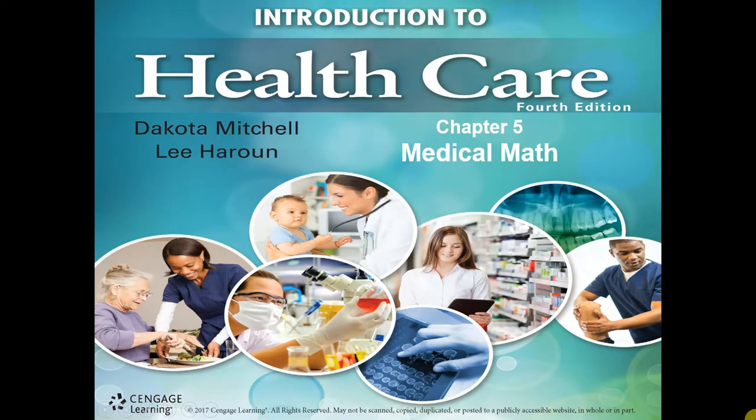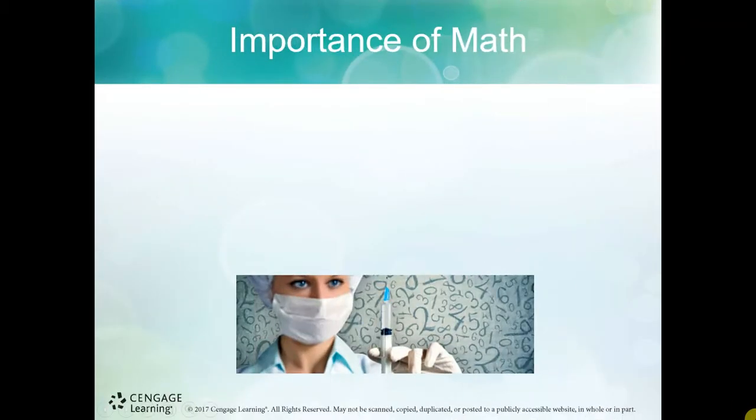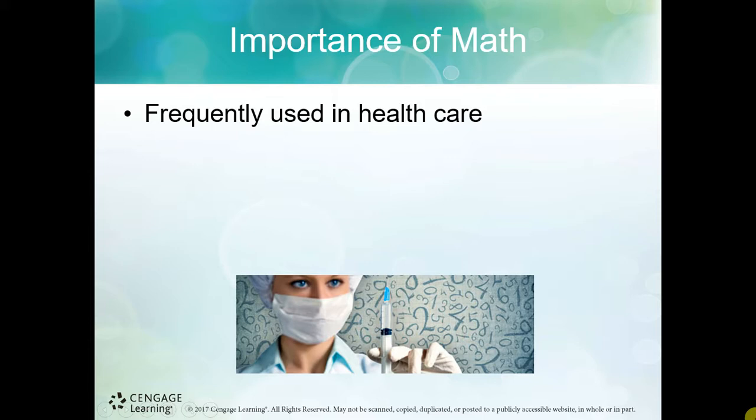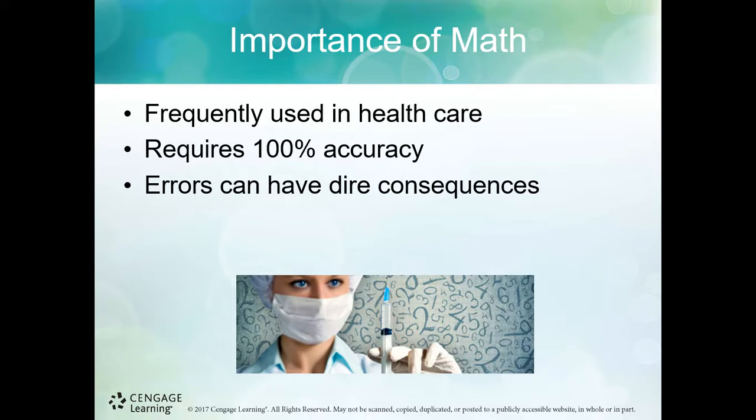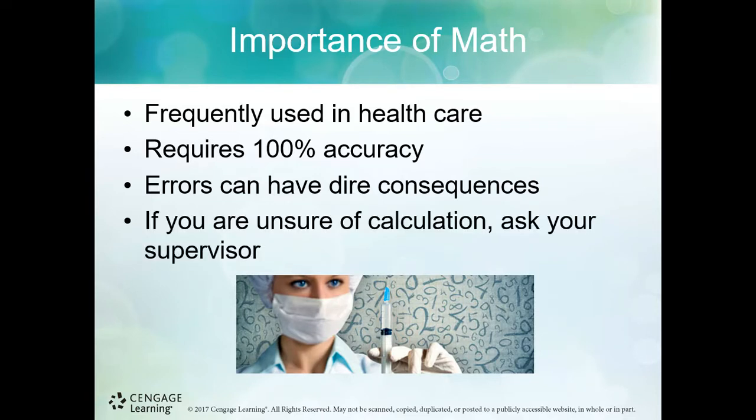Chapter 5 covers medical math. We can't avoid math in healthcare. It's frequently used and it requires 100% accuracy. I want to note, though, the math used in healthcare is generally basic and not higher level math. So it's not complex math, but it must be done accurately because errors can have dire and even deadly consequences.